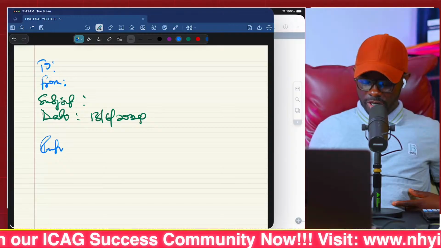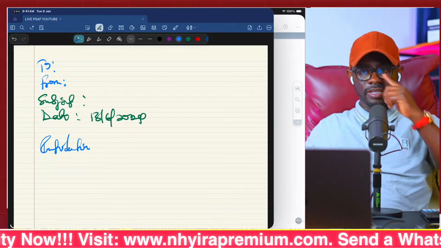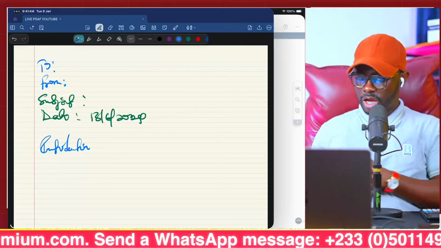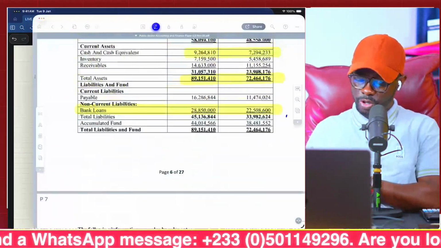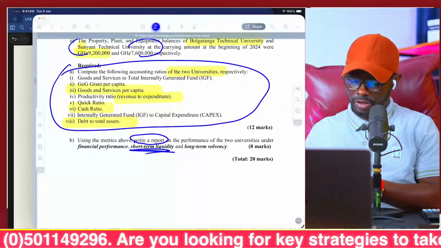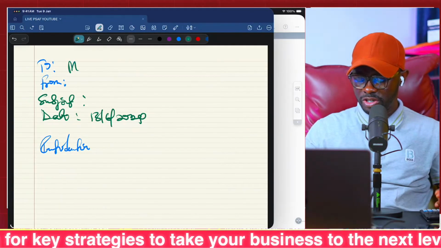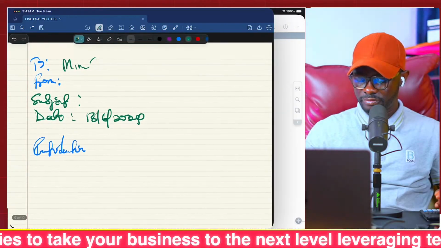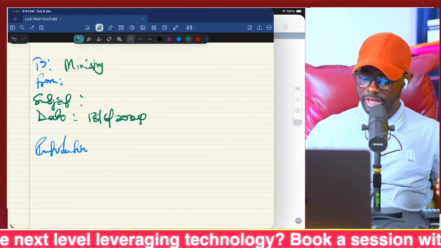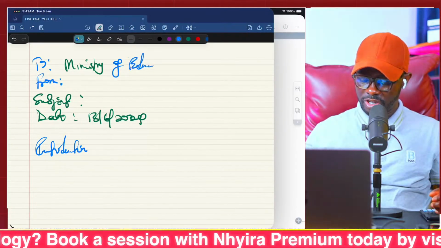Then your introduction will come, to tell us about the objective of the analysis, and at this point you know how to write these things because we've discussed them already. Now, to whom will you be writing? You're analyzing two universities' performance. You are not given anybody to write to, but it's a report. So you can say maybe the Ministry of Education or the Ghana Education Service, whatever. Or it could be a CSO, a civil service organization. So Ministry of Education or Ghana Education Service.